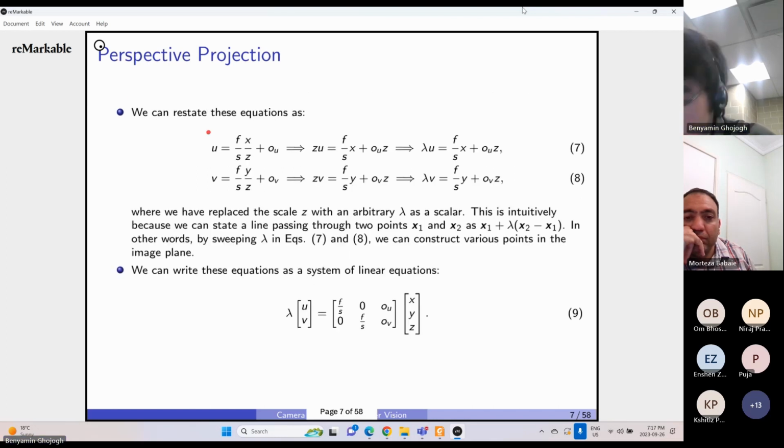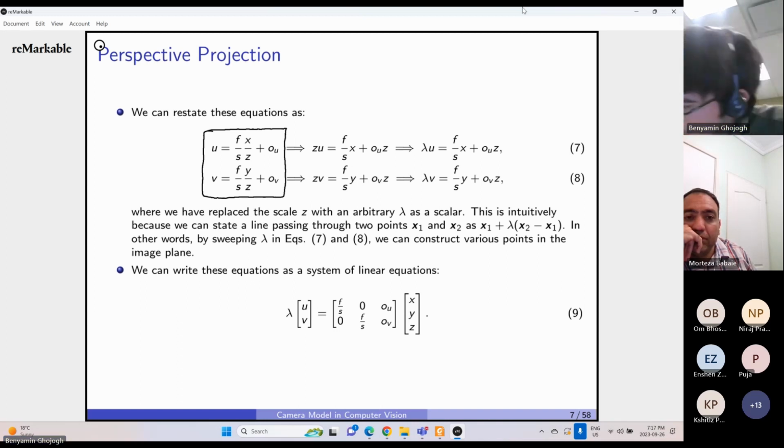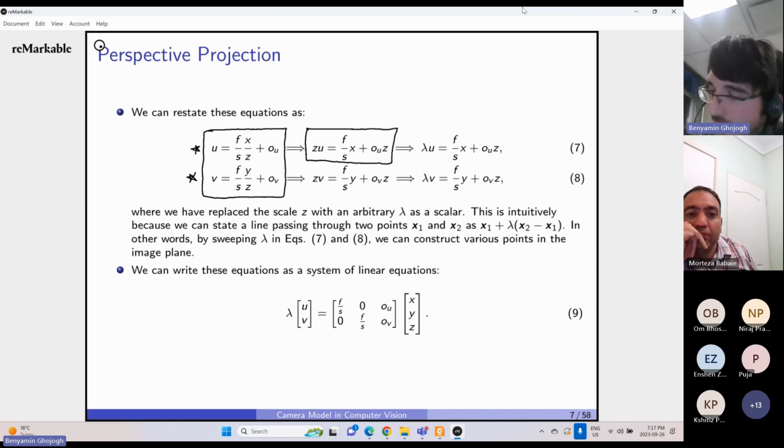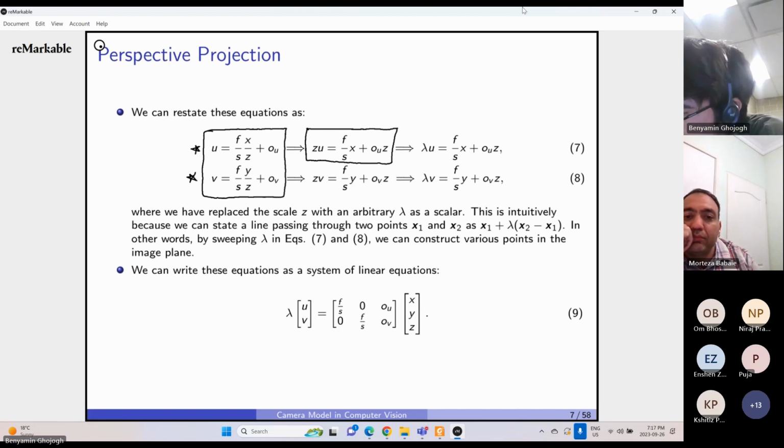So far we have had these two equations. Agreed? Okay. Now multiply the sides of these two equations by z. So we'll have these: zu equals f over s x plus ou z. Also zv equals f over s y plus ov z, right?